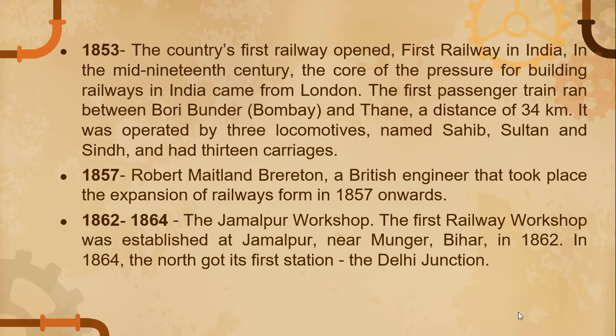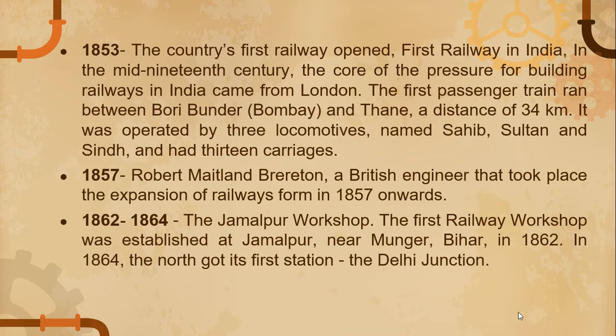In 1853, the country's first railway opened, the first railway in India. In the mid-19th century, the core of the pressure of building railways in India came from London. The first passenger train ran between Boribunder and Tain, a distance of 34 kilometers. It was operated by three locomotives named Sahib, Sultan, and Sindh and had 13 carriages.